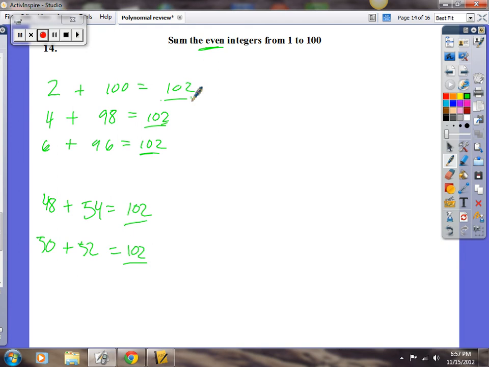And there's going to be 25 groups of 102, because I'm using just the even integers. So that's half of them. That's 50 right there. But now if I pair the smallest with the biggest, that cuts those 50 numbers right in half, because I'm pairing them up in groups of 2. So there's only going to be 25 groups of 102.